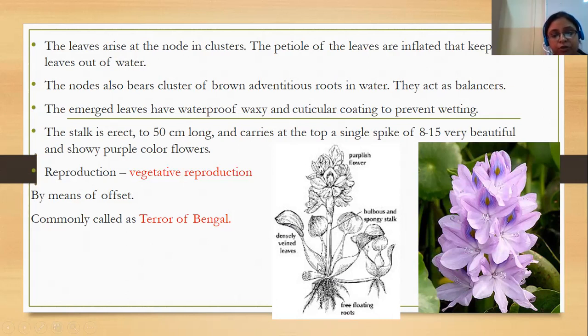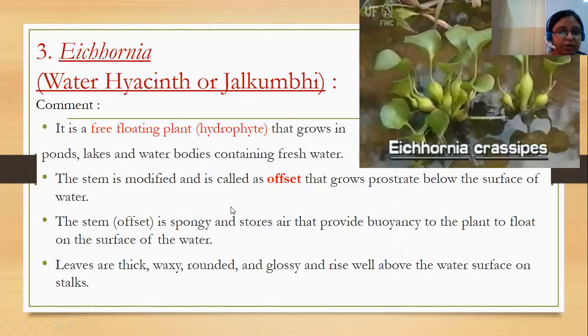Why have these petioles inflated, become bulbous, become spongy? The thing is that these leaves are present above the surface of the water. So with the help of these bulbous petioles, they remain above the surface of the water in the air. Fine. So this is the adaptation that this plant has. Now the stem is modified here, and this modified stem we call the offset. It simply grows prostrate below the surface of the water.